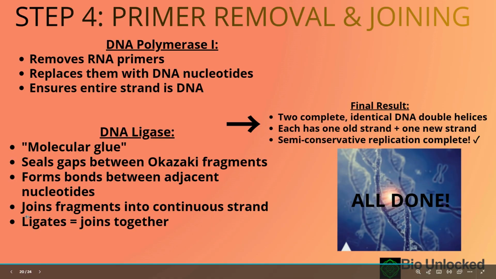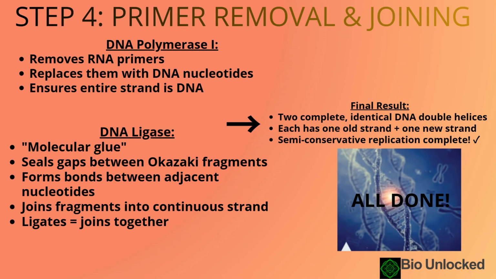Now, let's hop on to the primer removal and joining. DNA polymerase 1 removes the RNA primers. It replaces them, because now that the DNA has been successfully replicated, you can't have RNA primers laying around. DNA polymerase 1 replaces them with DNA nucleotides. It ensures the entire strand is DNA, with no RNA contained. Finally, the two new strands are sealed together by the enzyme ligase.